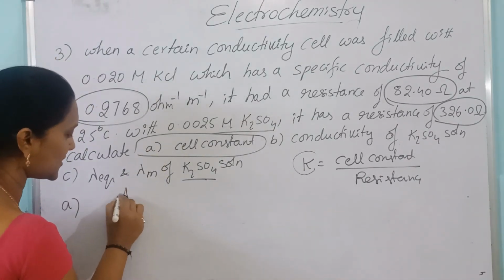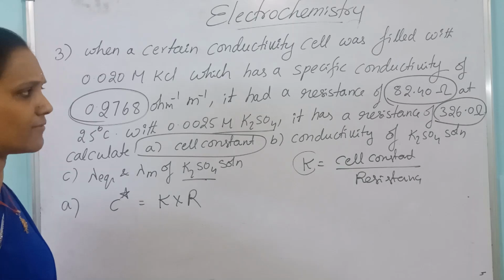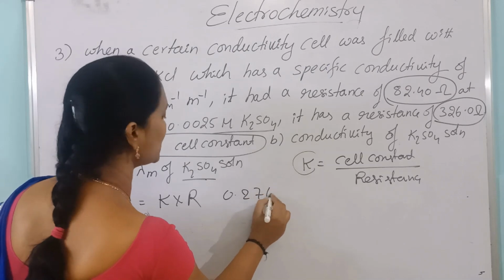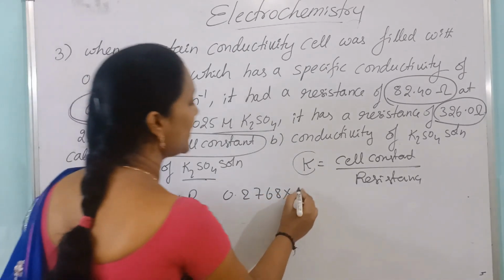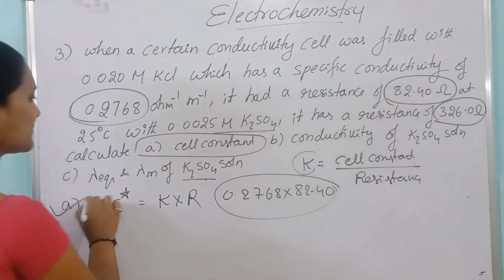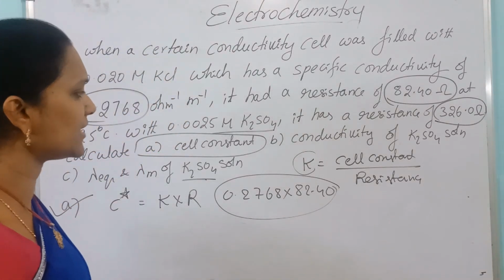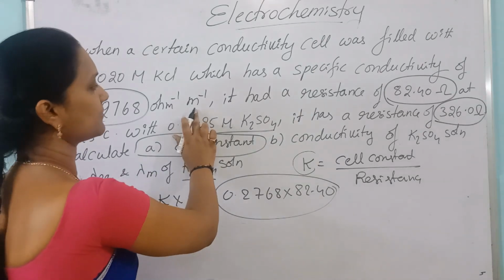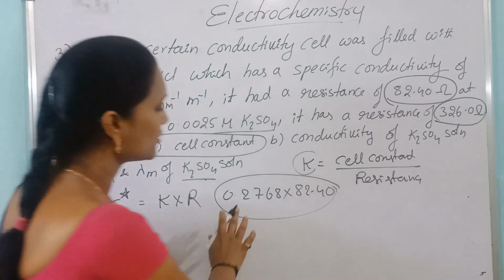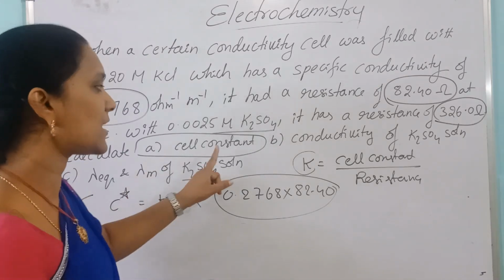Cell constant, C star or G star, is equal to K into R. Yes or no? K into R. Very simple. K how much is given? 0.2768 into the R value 82.40. Just multiply this, and you will get the answer for the first one, the cell constant. Is it in centimeter inverse or meter inverse? Meter inverse, because this is given in meter inverse. So ohm cancels, then meter inverse. So 0.2768 into 82.40. This is the first one, the cell constant calculation.